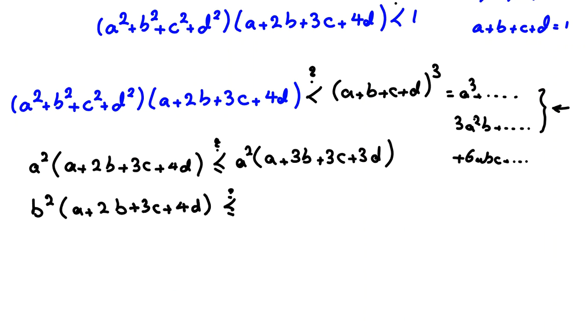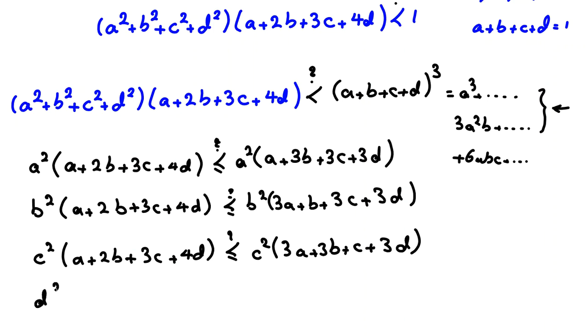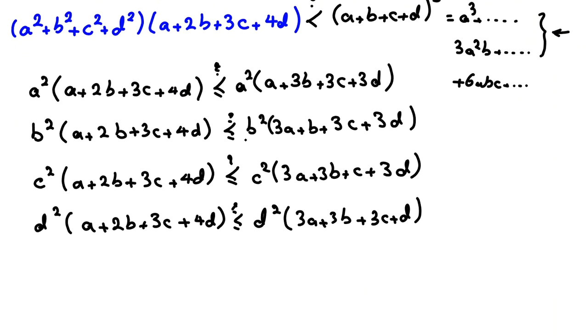Again, if I factor b squared from these two parts, it will be b squared times (3a plus b plus 3c plus 3d). Next part is c squared times (a plus 2b plus 3c plus 4d) less than or equal to c squared times (3a plus 3b plus c plus 3d), and d squared times (a plus 2b plus 3c plus 4d) less than or equal to d squared times (3a plus 3b plus 3c plus d). So if you prove all these four inequalities, the problem will be solved.